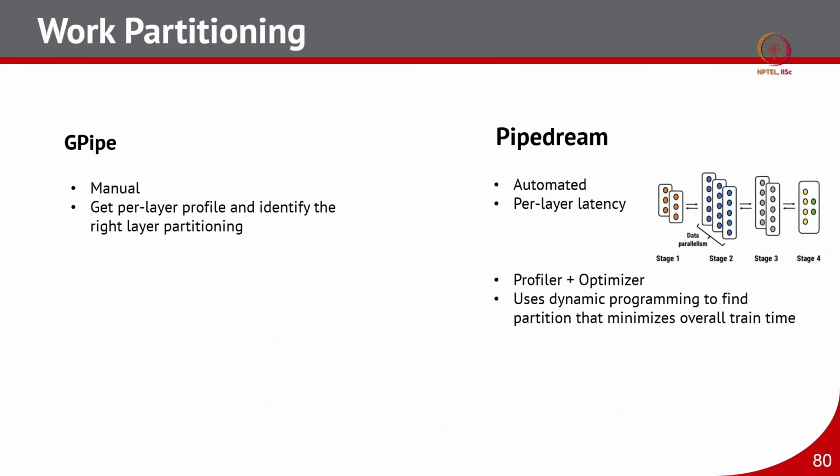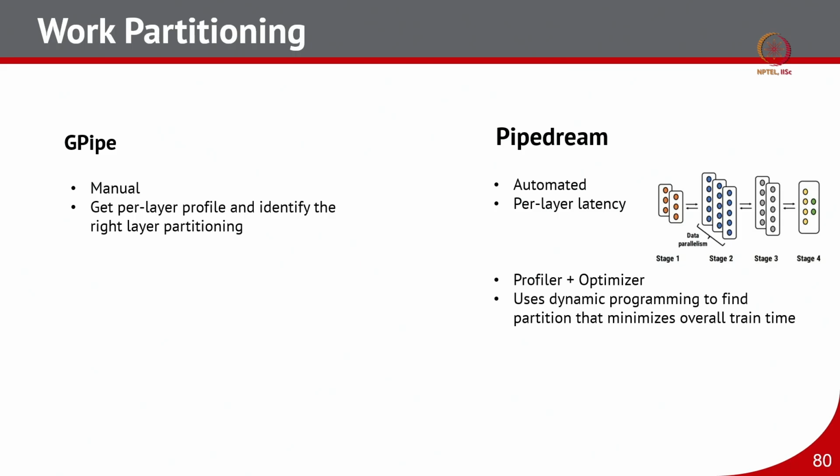this profiler plus optimizer. With all these things, the authors use dynamic programming to find the partition that minimizes the overall training time. So it's an optimization problem. You know all the parameters of the DNN, you can profile the execution time of all the layers of the DNN, and then we can employ dynamic programming to find the best partition which minimizes the overall training time. So that's what happens in PipeDream.